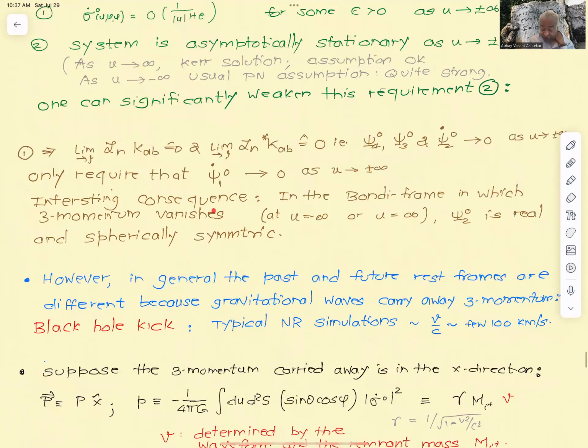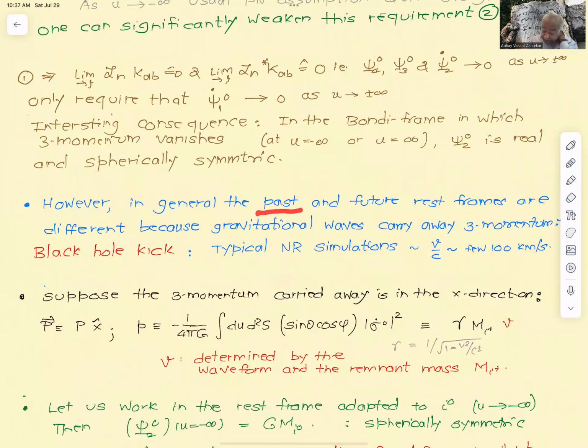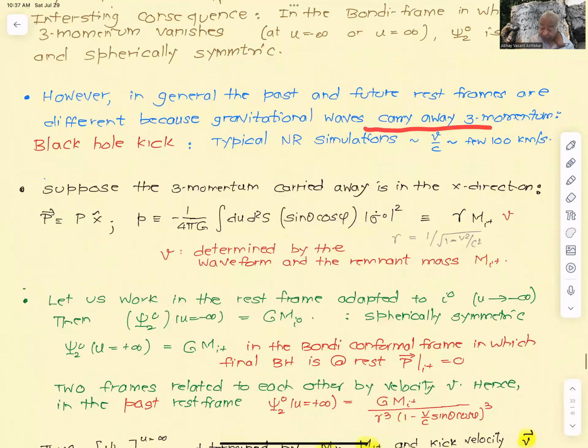Now, this has an interesting consequence. Namely, if I go to the Bondi frame in which the 3-momentum vanishes in the past, then psi2 naught is real and spherically symmetric in the past. And if I go to the Bondi frame in which the 3-momentum vanishes in the future, then psi2 naught in that frame in the future is also real and spherically symmetric. However, in general, the past and the future rest frames are different because of this kick that gravitational waves carry away 3-momentum. In typical numerical simulations, we get a few hundred kilometers per second kick.